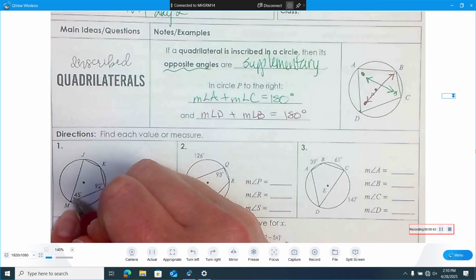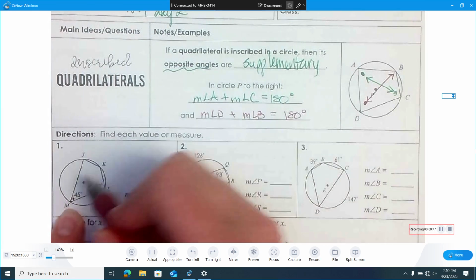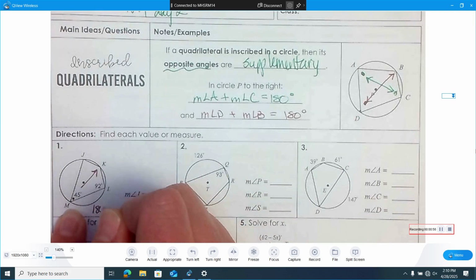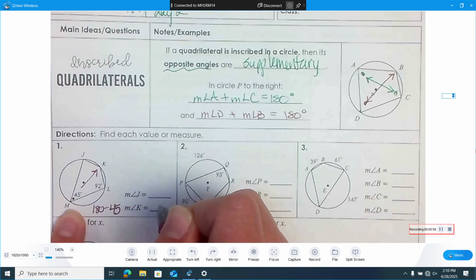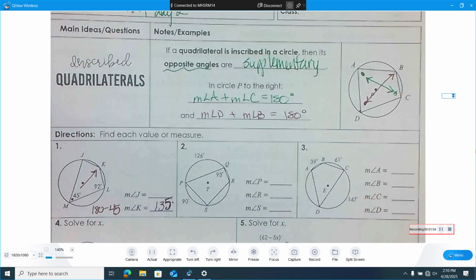I have the measured angle M. What's its opposite angle, friend? K. All right. How are we going to figure out the measured angle K? 45 or 180 minus 45. Yeah, 180 minus 45 is 135 degrees. Again, they are opposite angles in a cyclic quadrilateral, so they are supplementary.